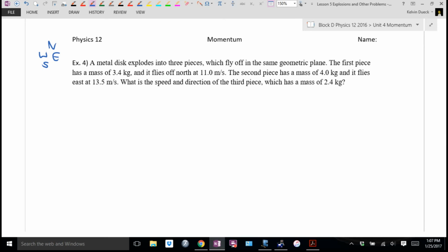Is there a collision? No. Is there an explosion? Yes. This is a job for conservation of momentum. For an explosion or a collision, you want conservation of momentum. So I'm going to start out by writing the sum of all the momentum before equals the sum of all the momentum after. I'm going to call the first mass mass 1, second mass mass 2, the third mass mass 3, because that's how they refer to them.